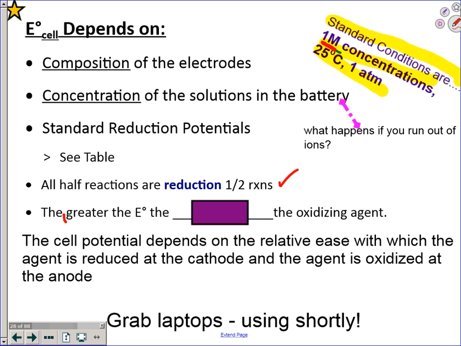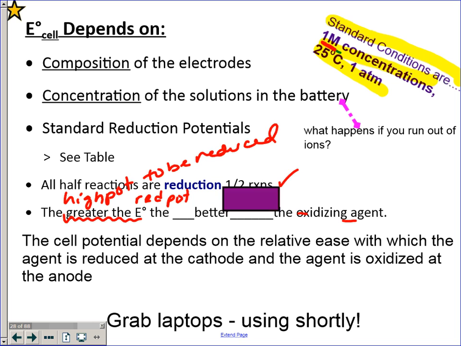And then the greater, this is the piece that I've been explaining to a couple of you guys based on your questions. The greater the E cell, the greater the reduction potential, the better or worse the oxidizing agent? So if it's a bigger value of reduction potential, that means it's got a high potential to be reduced. Okay. Remember, reduced means you are the oxidizing agent. So if you have a high potential to be reduced, would you be a better or worse oxidizing agent? Better. You would be a better oxidizing agent, just meaning that you are really good at yourself being reduced. And then this is our last reminder. Cell potential is just the relative ease to move electrons between the anode and the cathode.